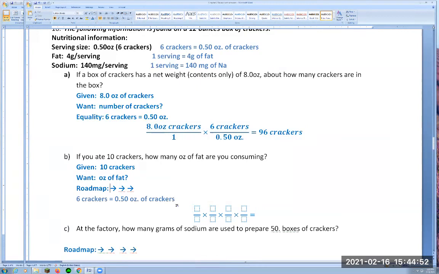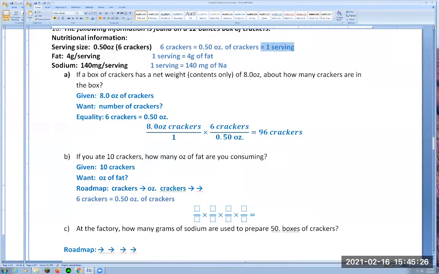Then we will, and so let's write here what we have. Crackers will be the first unit. Then we will change that to ounces of crackers. But we want ounces of fat. And for the fat, the relationship we have is 4 grams of fat per serving. And the serving size here, I should add, that's actually also 1 serving, right? Here you can add that it's 1 serving.